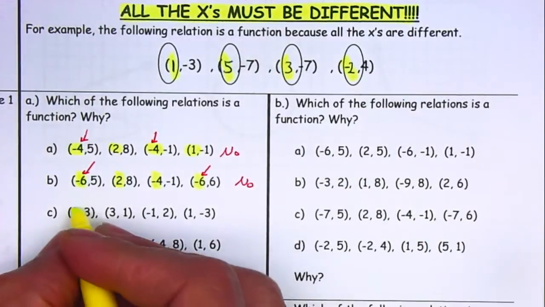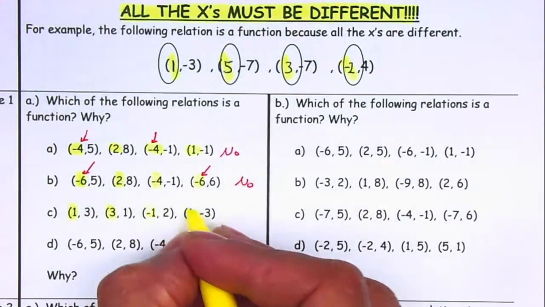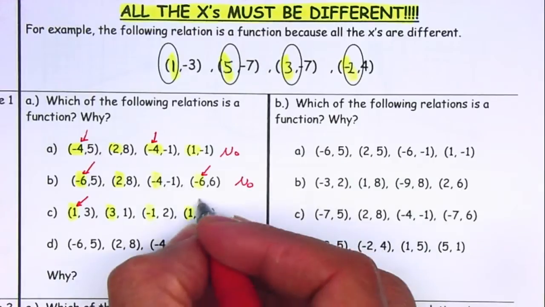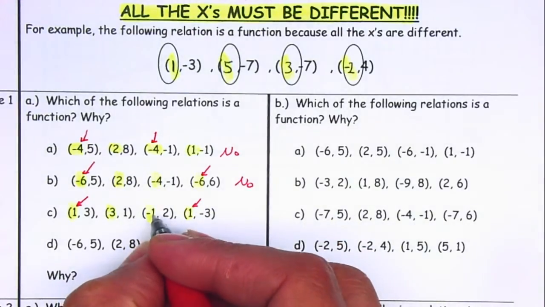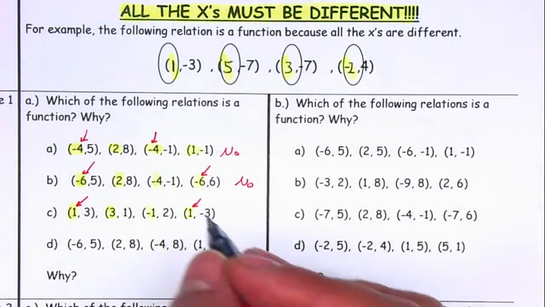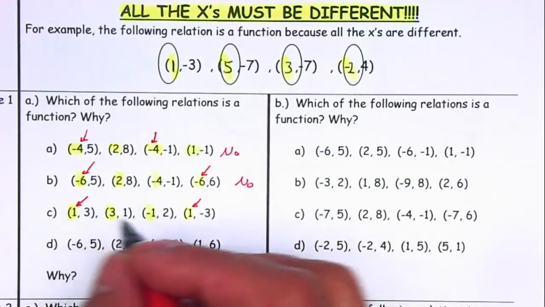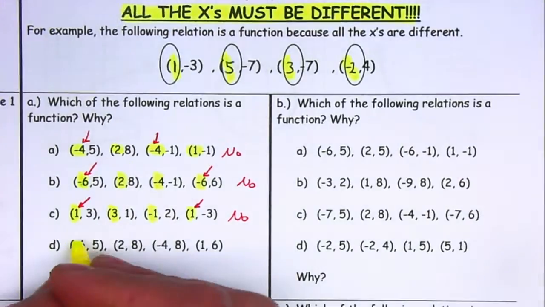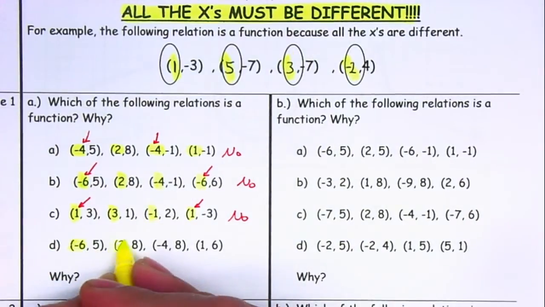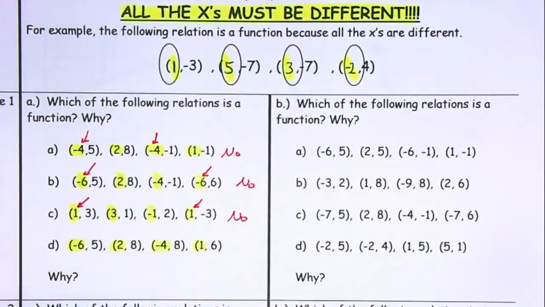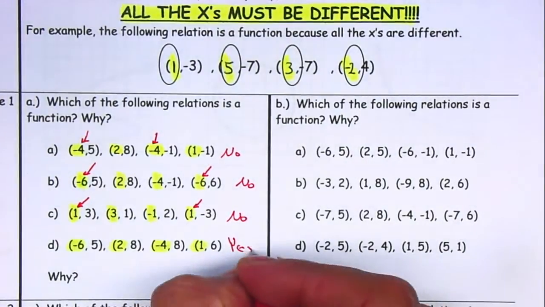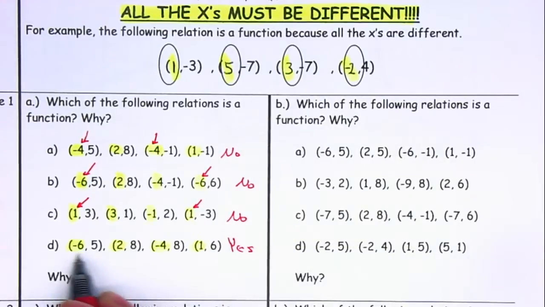The next one: 1, 3, negative 1, and 1. The 1 repeats with the 1. Now this is a negative 1, so it's a different number. It's not the same. So we're only looking for exactly the same number. So this is not a function. Let's try the next one. Negative 6, 2, negative 4, and 1. Nothing repeats, so is this a function? Yes.